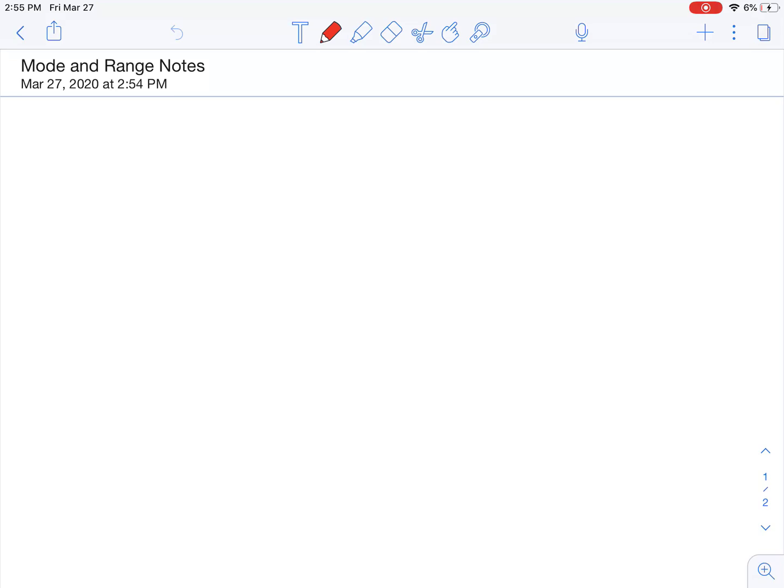Mode is simply the number that happens the most. I always tell kids to say, mode is the number that happens the most. So your mode is the number that happens the most. Now, when you find median, you have to put your numbers in order. If you don't put your numbers in order, you're going to get a wrong answer. You don't have to put your numbers in order to find the mode, but it makes it so much easier to see it. Okay? So put your numbers in order.